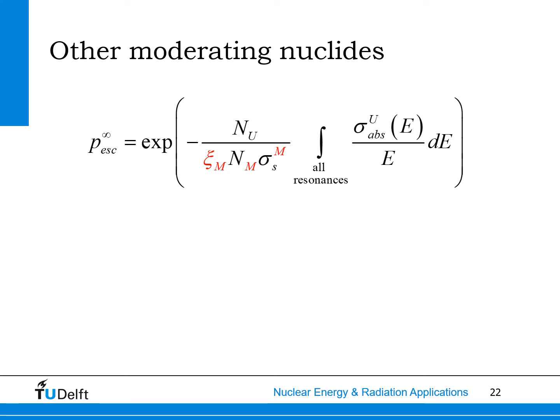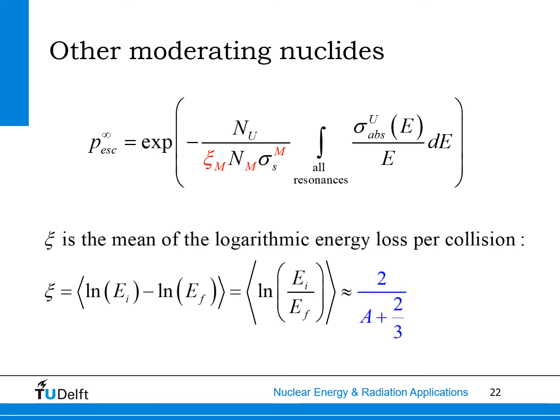If we use a moderating nuclide different from hydrogen, the resonance escape probability must be corrected for the fact that the average energy loss per collision is less for heavier nuclides. Therefore, we multiply the moderator scatter cross-section with the mean of the logarithmic energy loss per collision, indicated with the Greek character psi. This is indicated in red in the upper formula. The exact definition of psi is shown by the lower formula on this slide. It is the average value of the logarithmic energy loss per collision. For hydrogen, psi is unity, while for other moderating nuclides, the approximation in blue can be used. Here, capital A is the atomic mass of the moderator expressed in units of neutron mass.